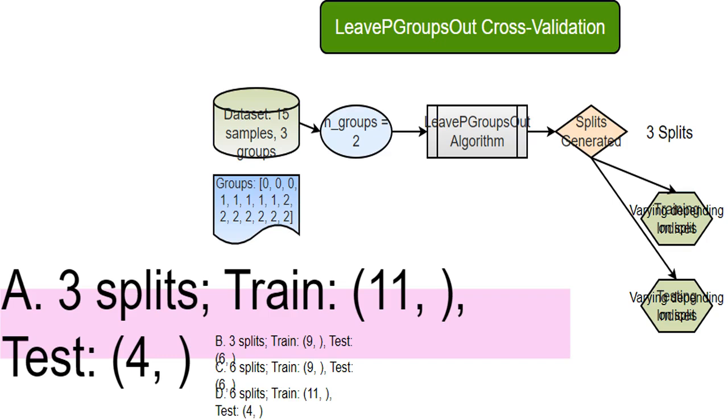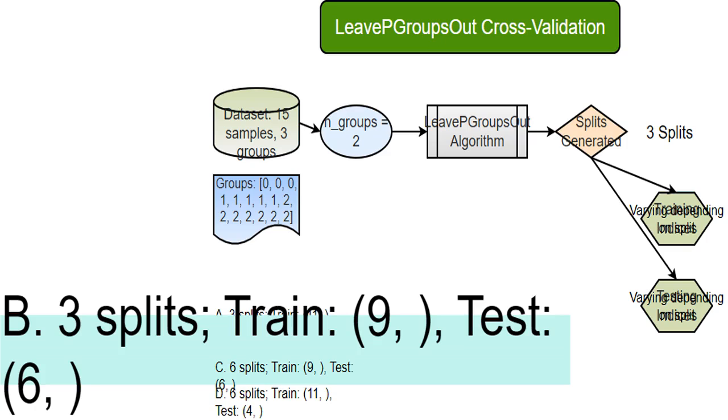The test sizes are partially correct only if you change the input parameter from n_groups equals 2 to n_groups equals 1. But the question specified n_groups equals 2. Similar to option C, this option is wrong in the number of splits, but also in the test split size even with changed parameters. The number of splits is not 6.